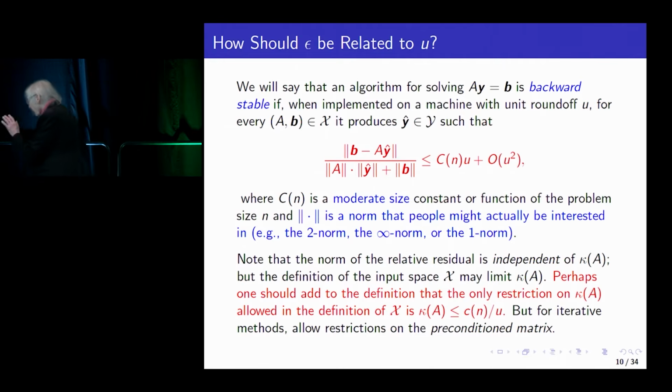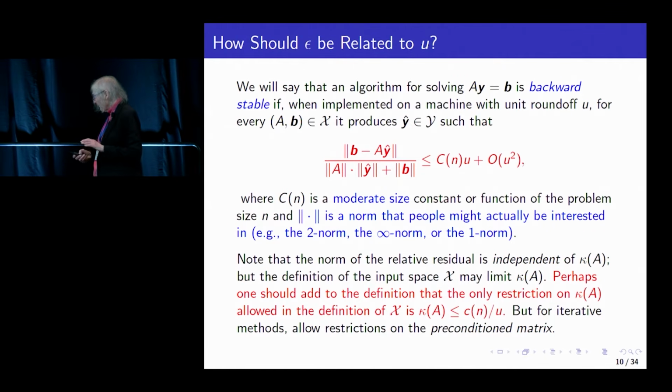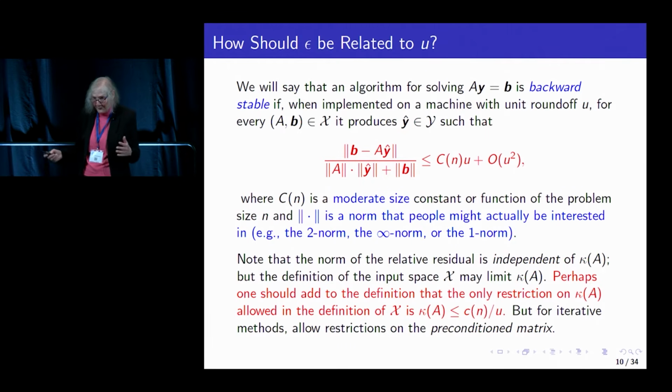And of course, for iterative methods, on the other hand, we certainly do want to allow restrictions, like on the condition number or other properties of the preconditioned matrix. If it has to hold for ill-conditioned preconditioned matrices, the iterative method may take so many steps that nobody would want to use it in the first place. So we'll certainly allow restrictions on the preconditioned matrix.